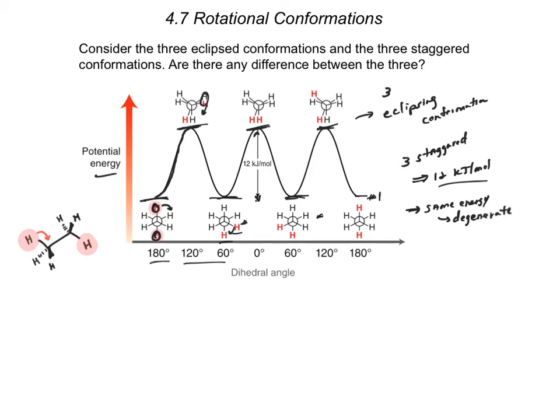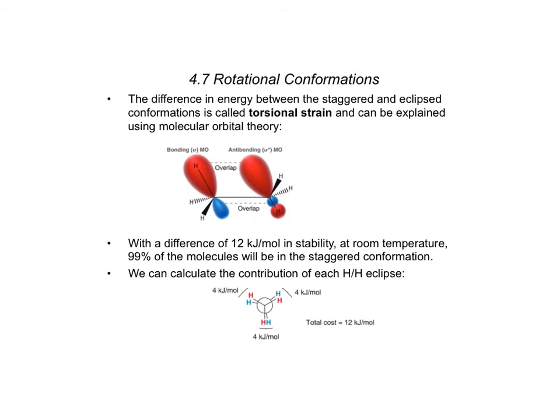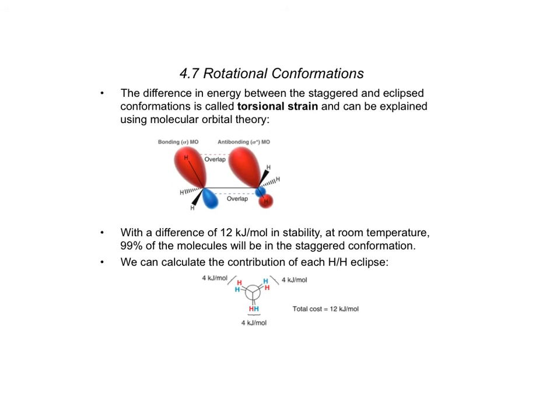Now, because the movement from the staggered to the eclipsed costs us 12 kilojoules per mole, we can get an estimate of how much each eclipsing interaction costs us, right? Again, if the total cost between staggered and eclipsed is 12 kilojoules per mole, in the eclipsed conformation we get 3 different hydrogen-hydrogen eclipses, right?